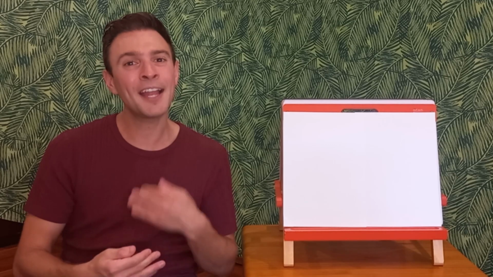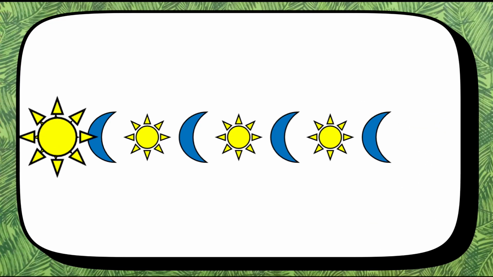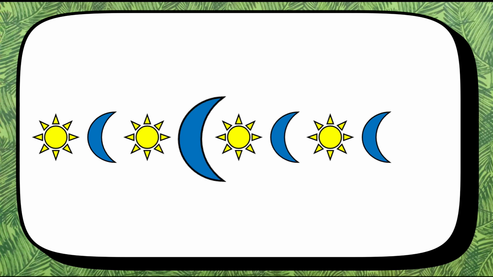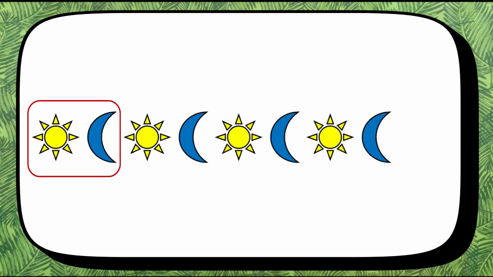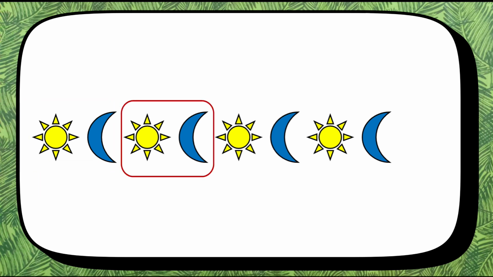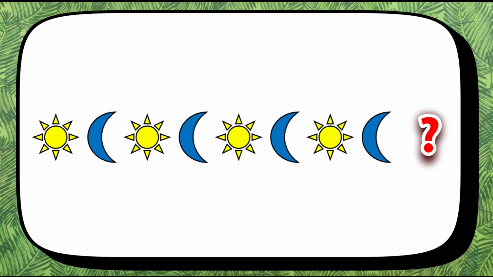In a previous lesson, we looked at some repeating patterns. Do you remember what the word repeat means? When something repeats, it means that it happens over and over again. Like this pattern, sun, moon, sun, moon, sun, moon, sun, moon. Can you see the pattern core? Yes, sun, moon. This pattern core repeats over and over again. So what would be the next shape? Sun.